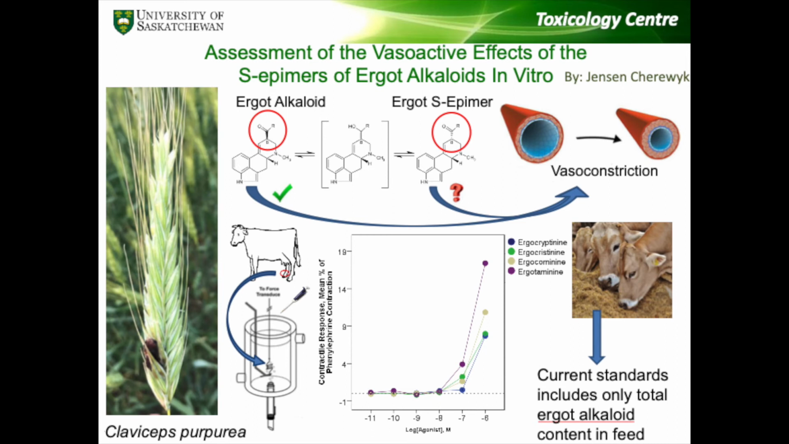If the artery were to contract, it would send a signal up the wire to a force transducer, followed by a computer where we would read the output. We found that S-ergot epimers cause vasoconstriction.